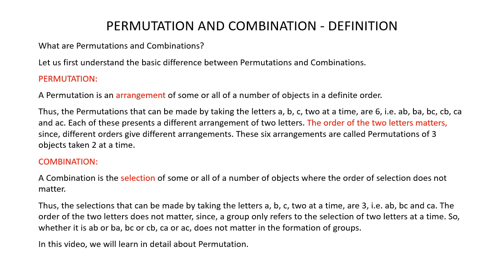So, permutation is arrangement and order matters. Combination is selection where order does not matter. Now, in this video, we'll learn in detail about permutation.